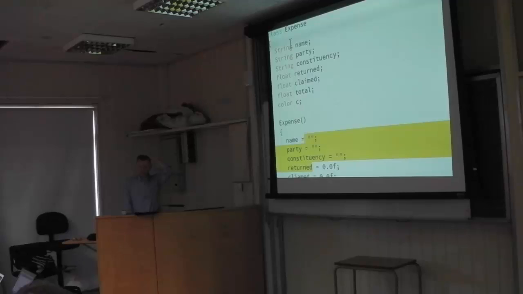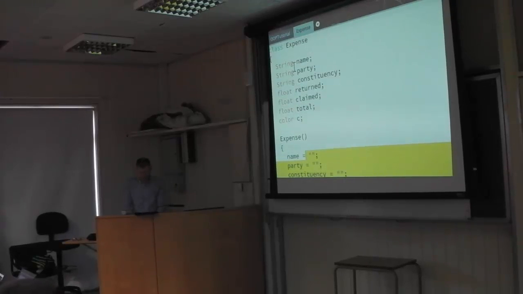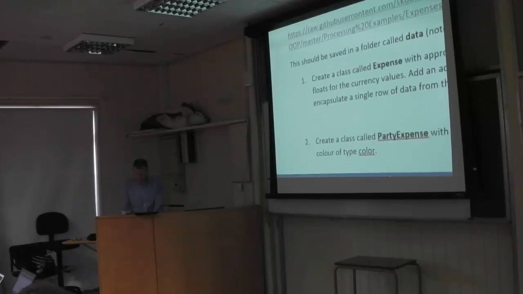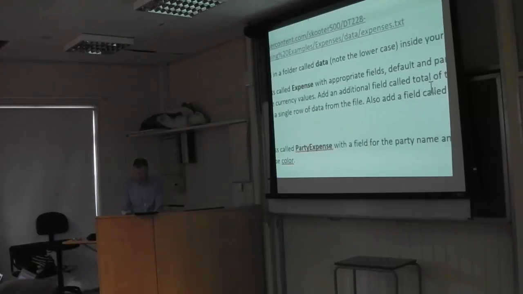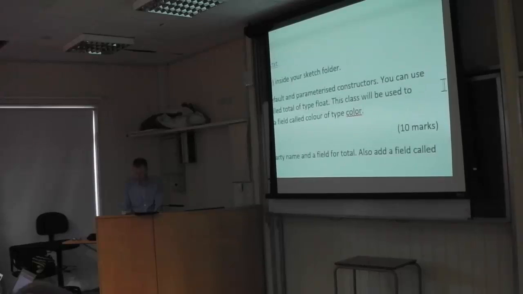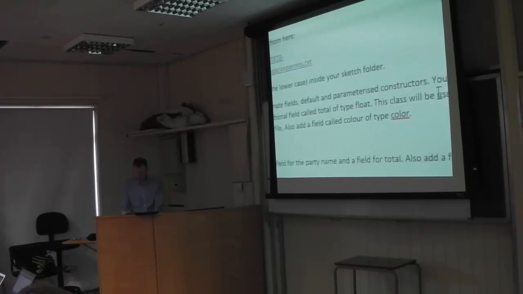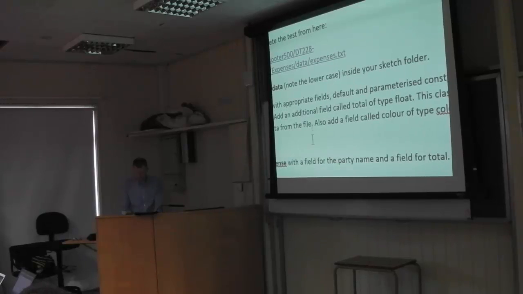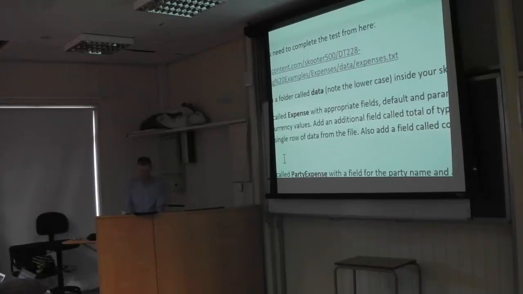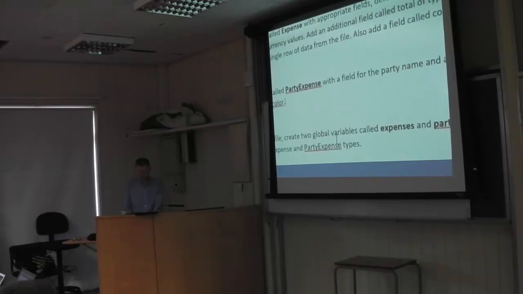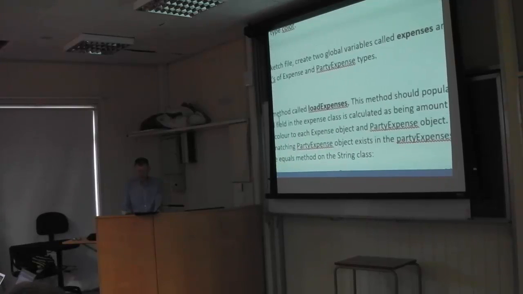We might want to make what's called a parameterized constructor. Let's see what it actually asks us to do in the lab. Appropriate fields, default and parameterized constructors. You can use floats for currency values, total for float. Okay, that's fine. Let's not worry about the parameterized constructor. We'll add it when we do party expense. Alright, so that's just another class very similarly. Right, let's move on to this bit here.